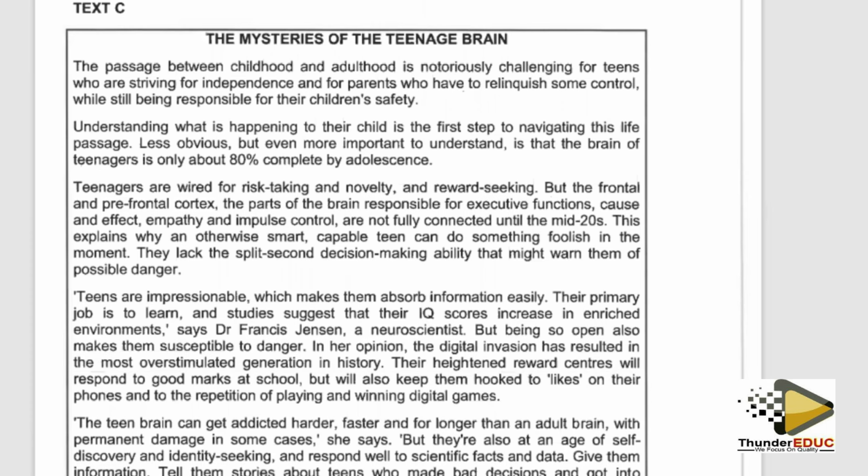Understanding what is happening to their child is the first step to navigating this life passage. Less obvious, but even more important is to understand that the brain of teenagers is only about 80% complete by adolescence. Parents must understand this about their children. This is our first point. Not this one that is said, understanding what is happening to their child is the first step to navigating this life. This is reinforcing the question. This is answering what they can do to understand.